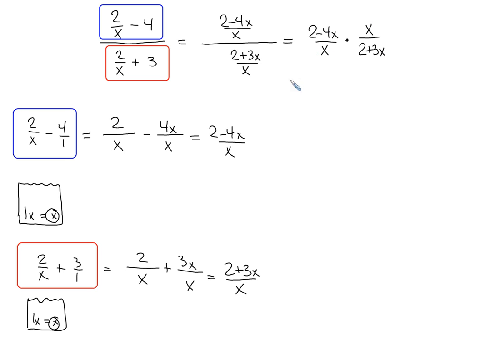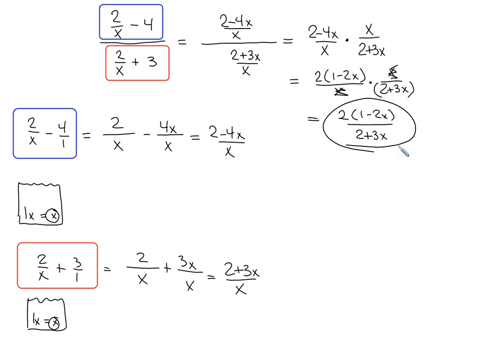Does anything factor in here? Yeah, we can take a 2 out of the top, right? Now, can we cancel anything? What can we cancel? Just the 2 x's, right? This x cancels this x. Does anything else cancel? No, because this is all one piece. You can't cancel a part of it. It's the whole thing or nothing. So in the end, we end up with a 2 and a 1 minus 2x on the top and a 2 plus 3x on the bottom. There's our final answer. That's complex fractions.